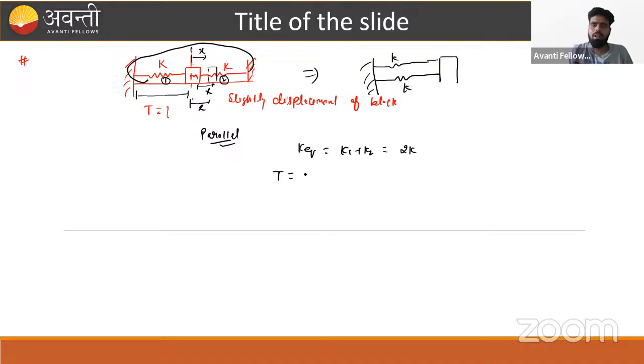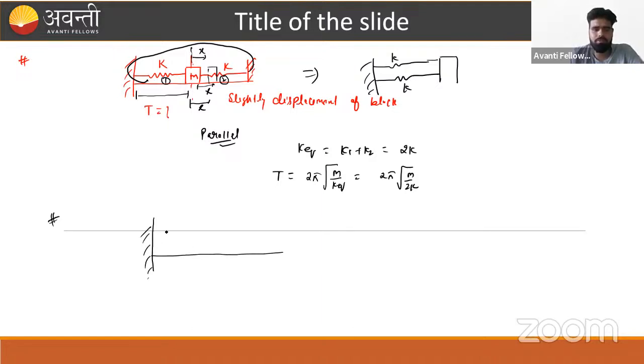Then what is the result, beta? That is 2 pi root over m upon k equivalent. So what we will get here is 2 pi root over m upon 2k. I hope this is clear. Okay, so let's move on. Sometimes this type of question comes into the picture, and I hope you guys can solve such questions easily.